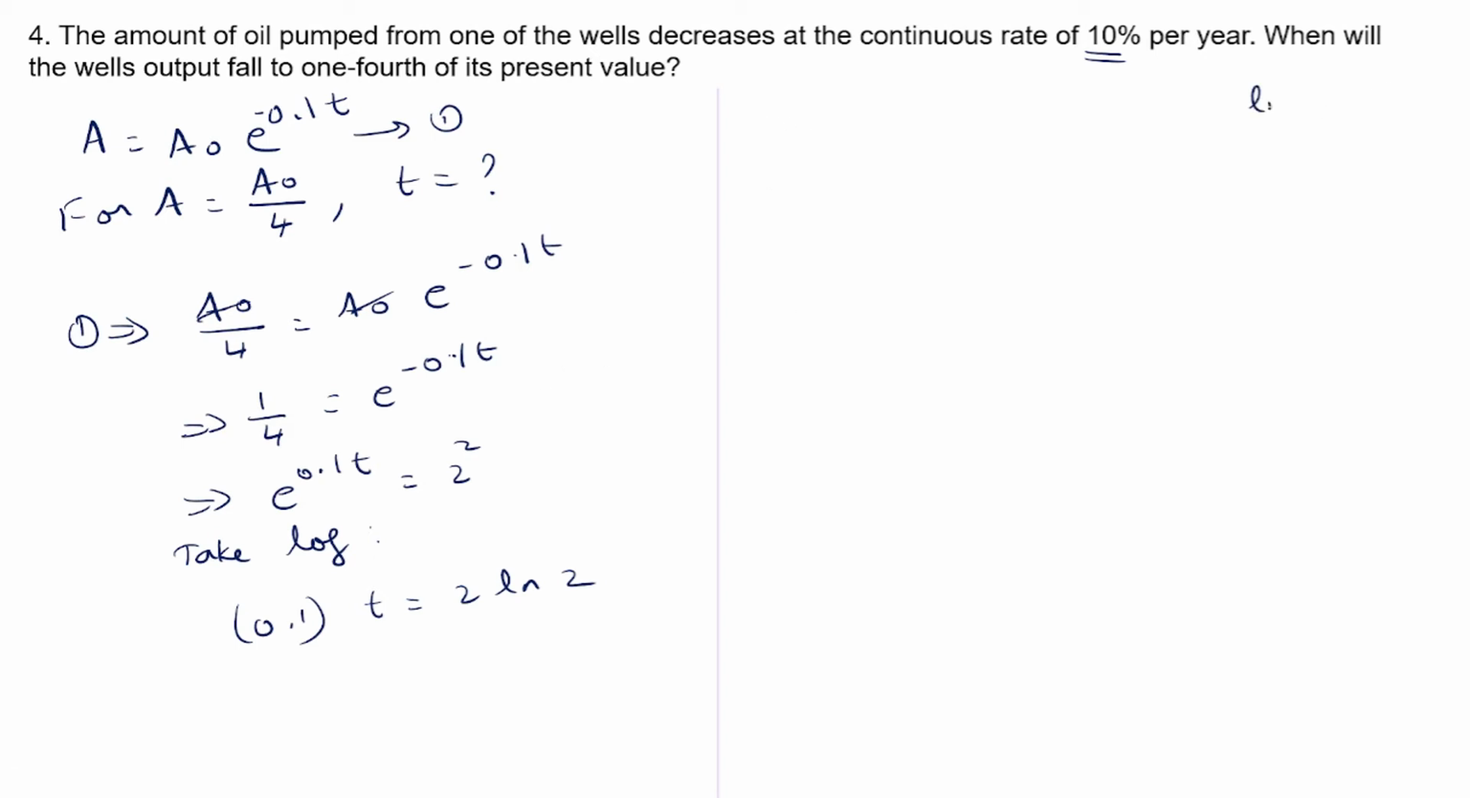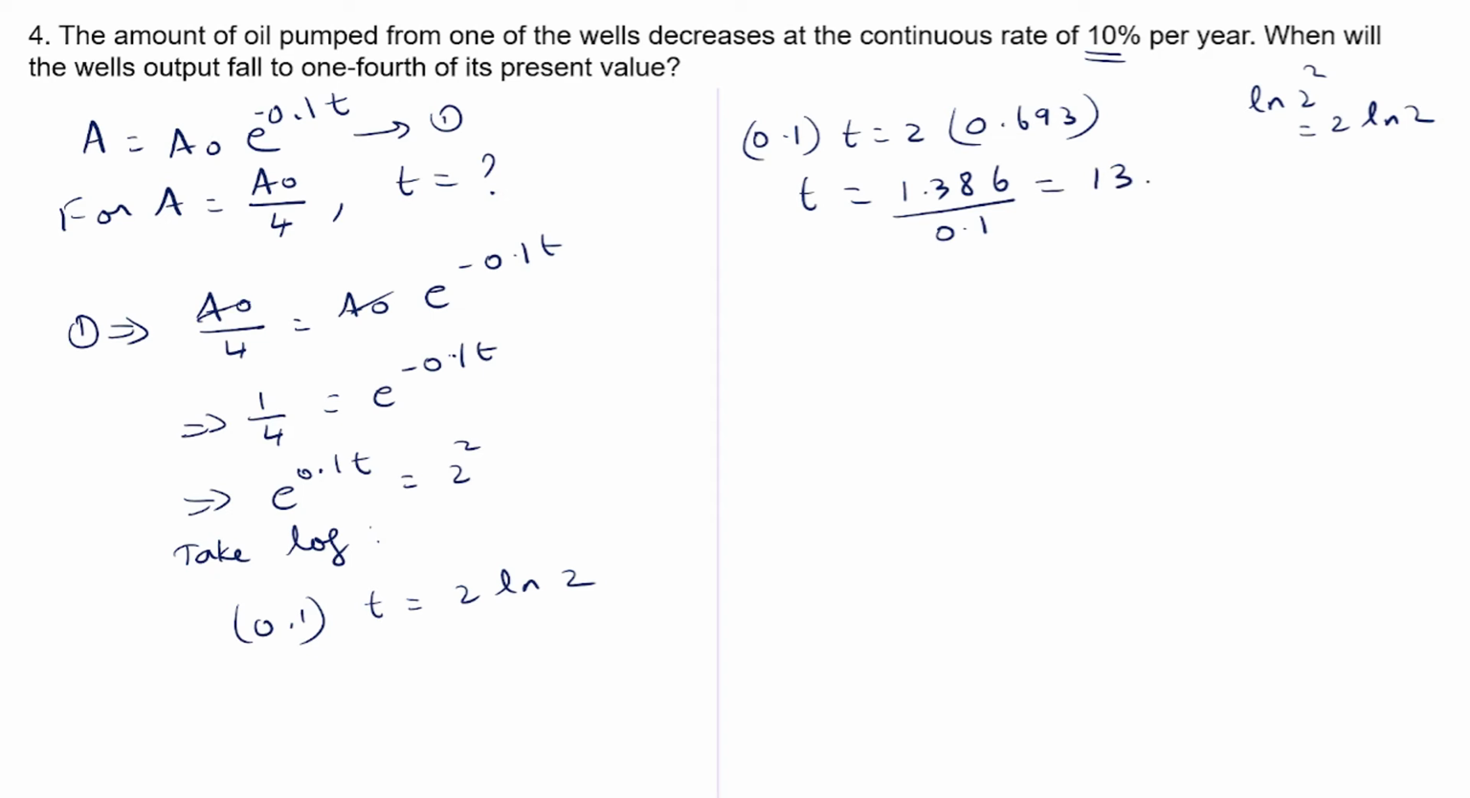Because log 2 squared is nothing but 2 ln 2. So 0.1 t is equal to ln 2, and we know it is 0.693. So t is equal to 2 into 0.693 upon 0.1, so it is equal to 1.386 upon 0.1. This is equal to 13.86.